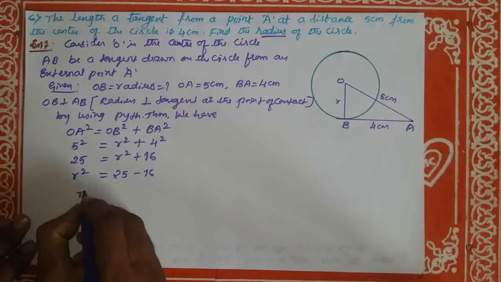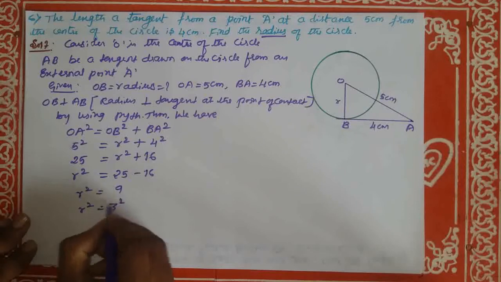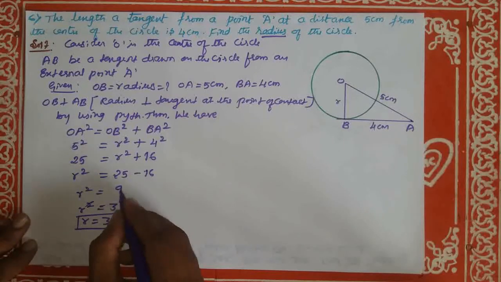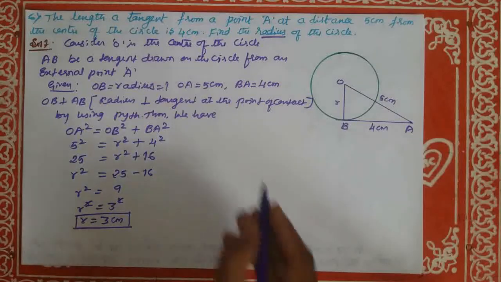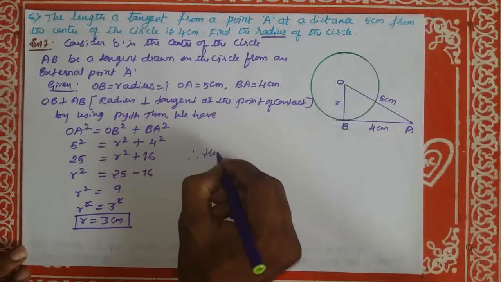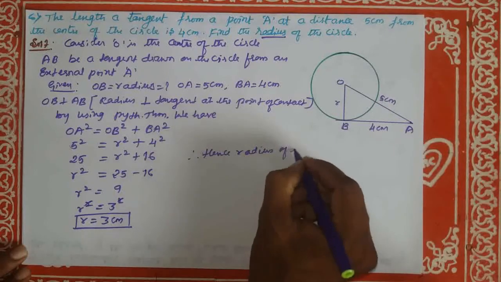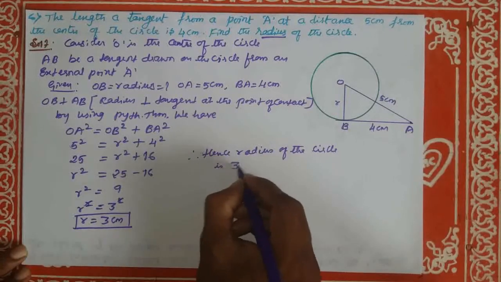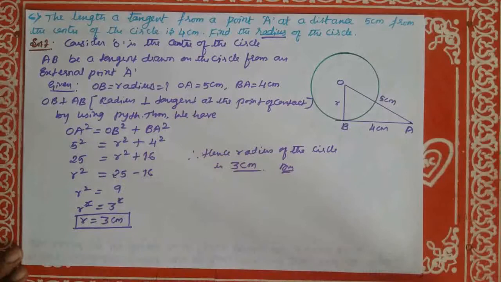So we get R square is equal to 9. Therefore, R is equal to 3 centimeters because 3 square is equal to 9. Hence the radius of the circle is 3 centimeters. This is the right answer.